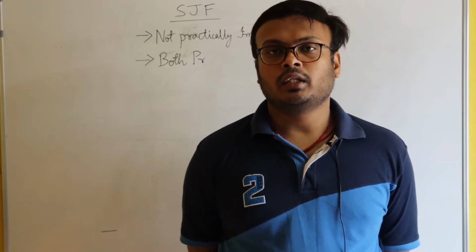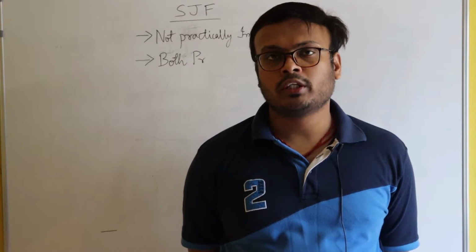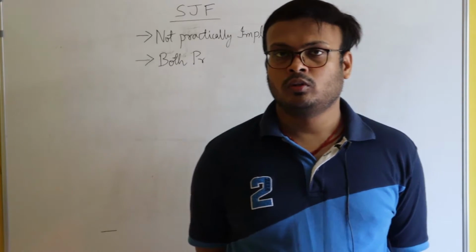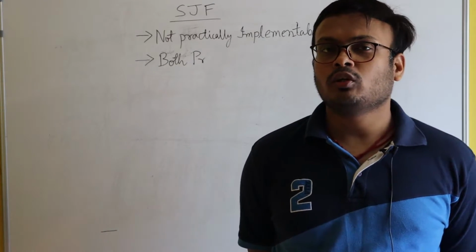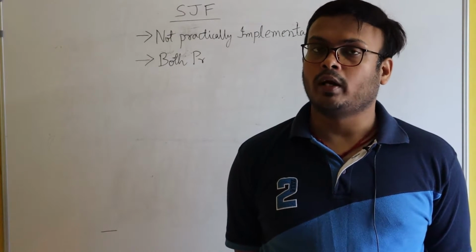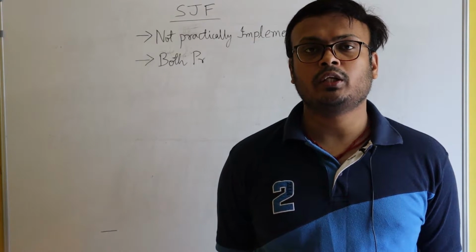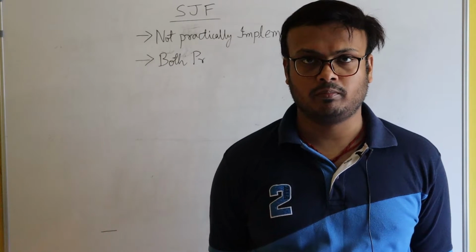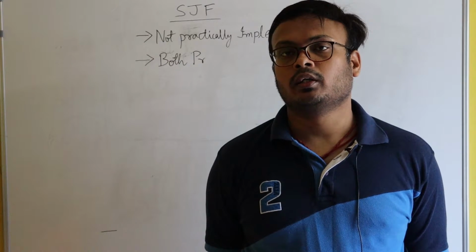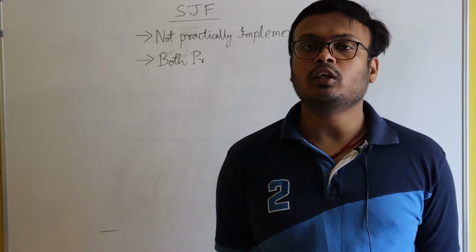So, in the last lecture, I left some important points about the shortest job first algorithm. I'm going to tell you all those points now. You see, the shortest job first algorithm is practically not possible. Why? Because this algorithm totally depends upon the burst time. The process with lower burst time will be selected first. That's why it's difficult to predict.